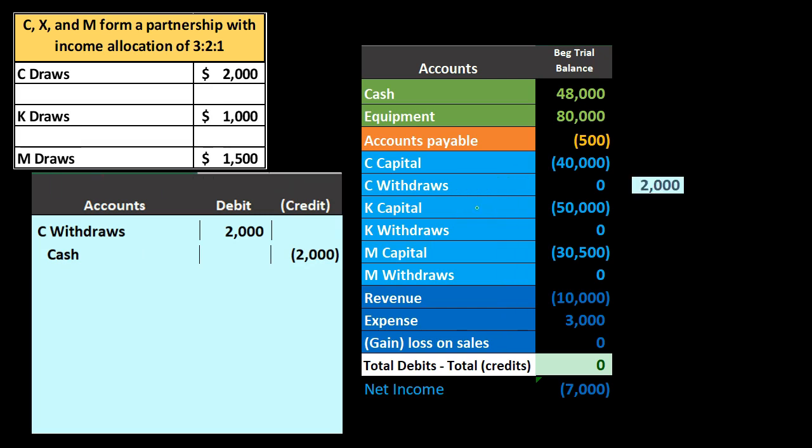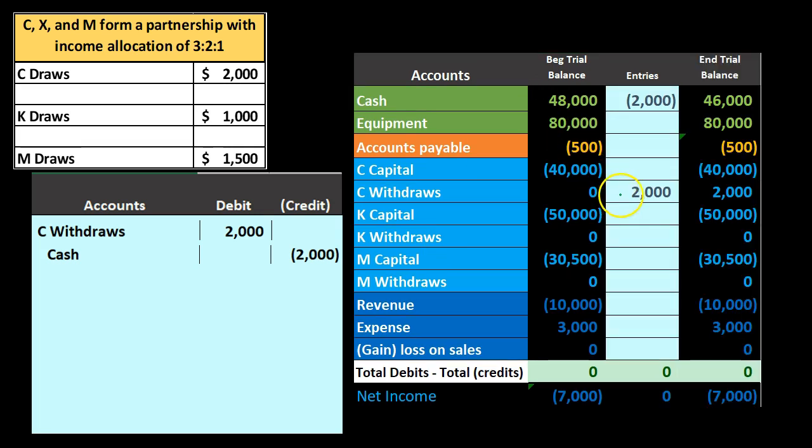And if we post this out, then the draws account is going to go from 0 to 2,000 in the debit direction. The cash from 48,000 down by 2,000 to 46,000. So now we've got the draws account being recorded for C.